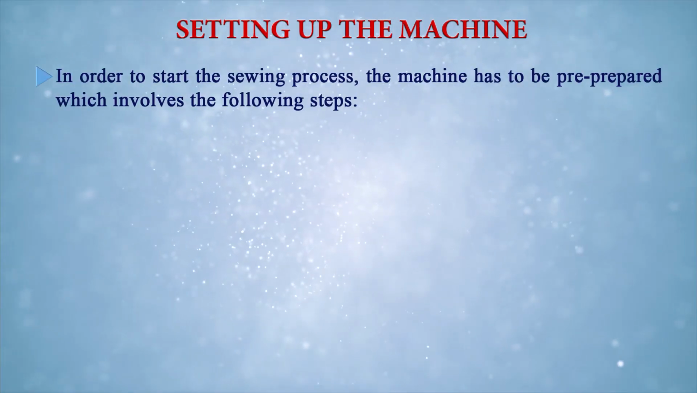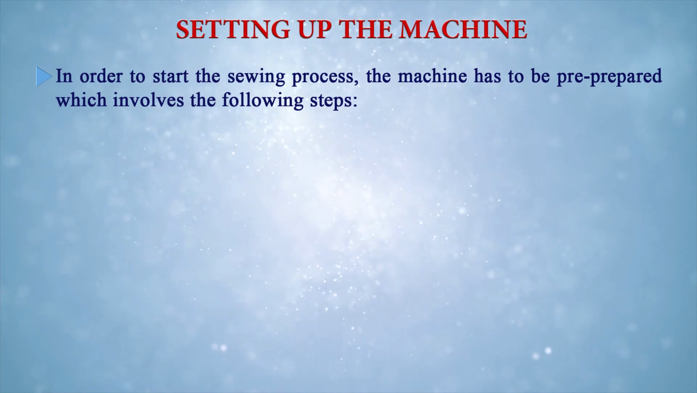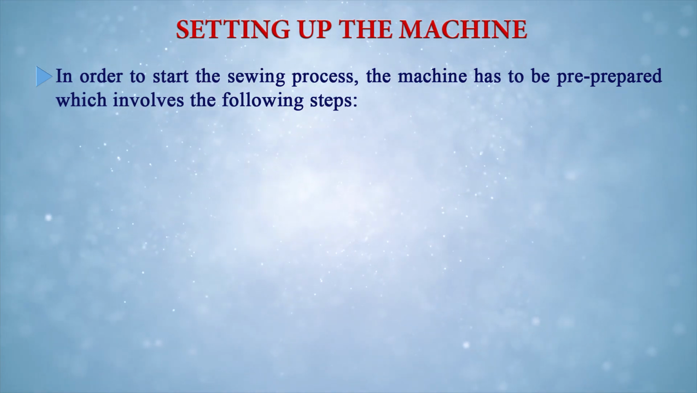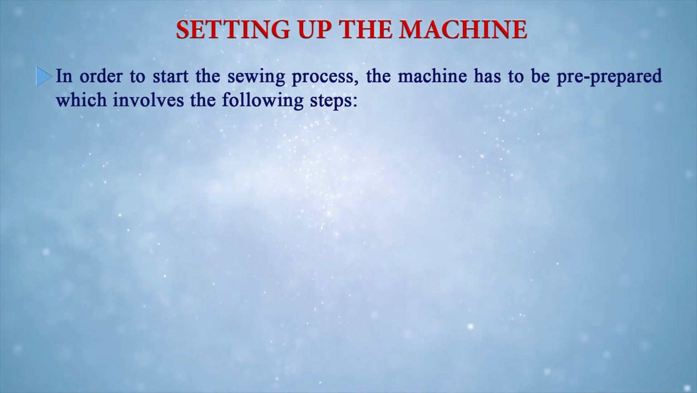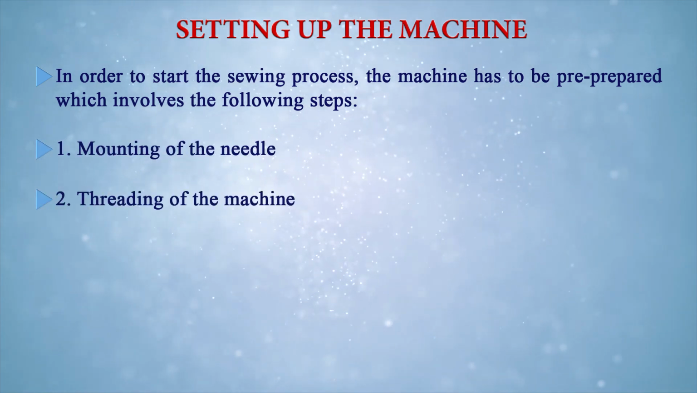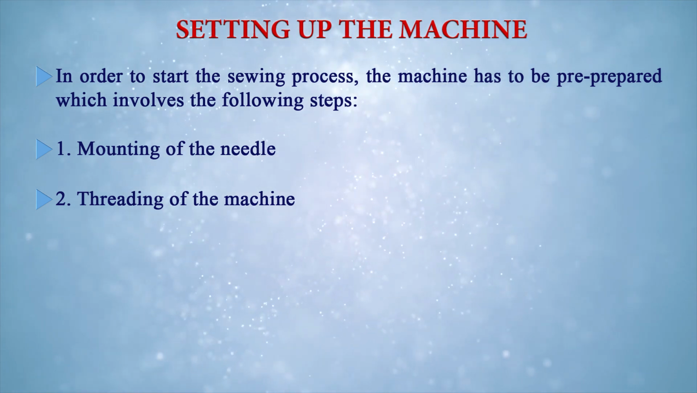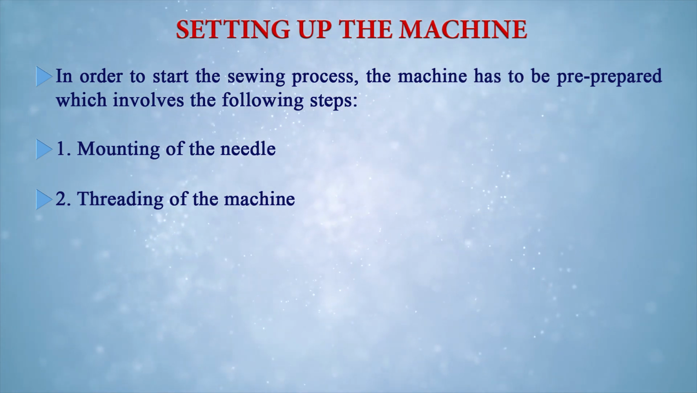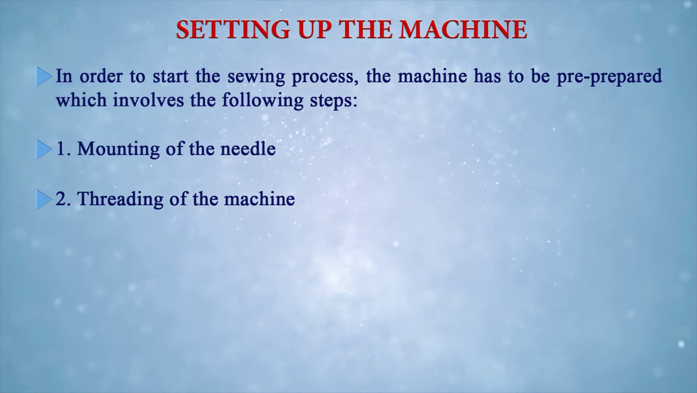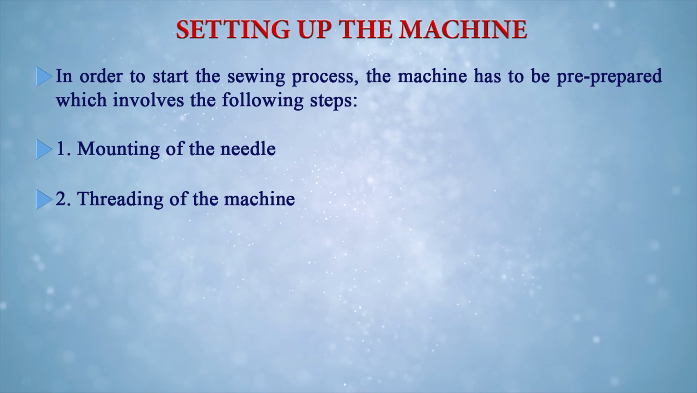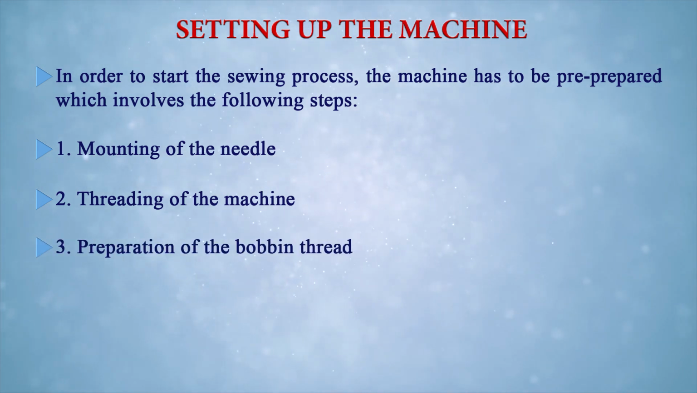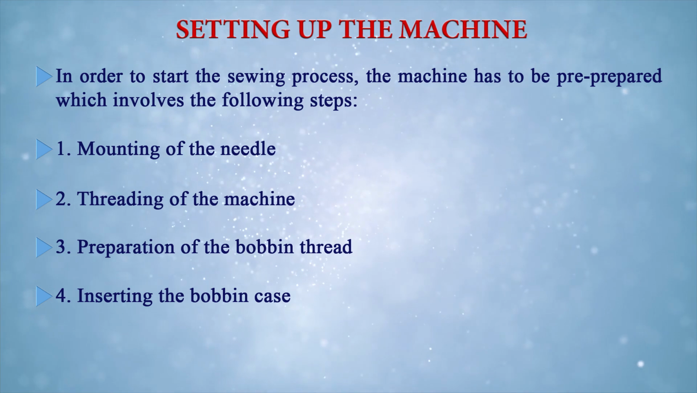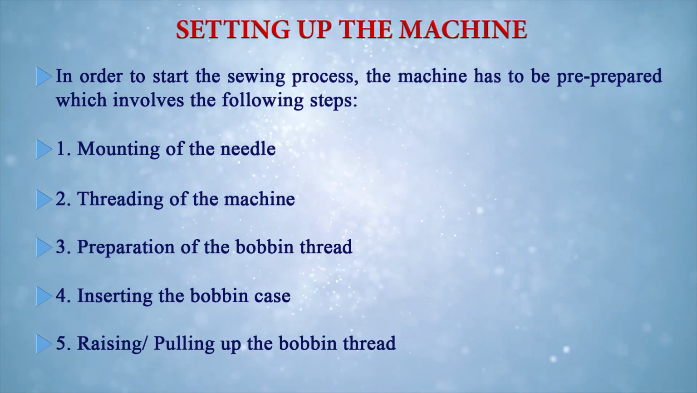So in order to start the sewing process, the machine has to be prepared, which involves the following steps, such as mounting of the needle and threading of the machine. We have to insert the needle on the machine, we have to do the threading of the machine, we have to put the thread for the sewing purpose, we have to prepare the bobbin threads, we have to insert the bobbin in the bobbin case, and raise or pull up the bobbin threads. So what are the steps or the procedure of these things for the setting of a machine.